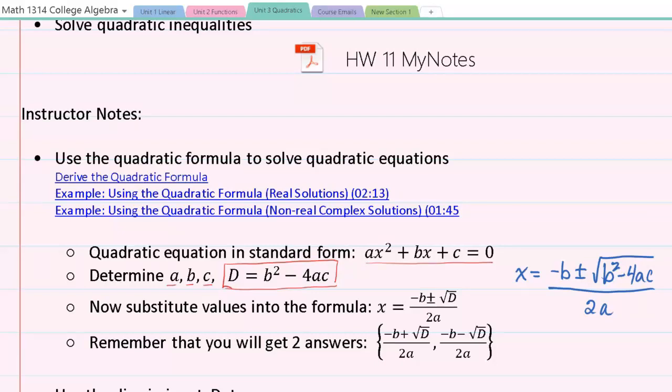Now I am able to substitute the values of a, b, c, and big D into the formula x is equal to negative b plus or minus the square root of big D all over 2a. I am not sure if my math lab will allow you to enter the plus or minus. In any case, note that you will get two answers depending on the value of D. Your answers are in the form of the solution set of negative b plus the square root of big D all over 2a, and negative b minus the square root of big D all over 2a.